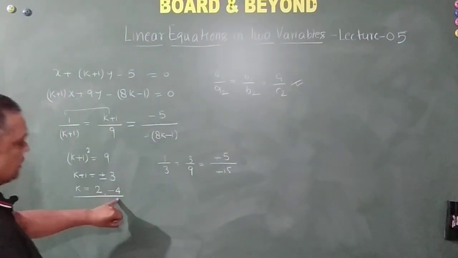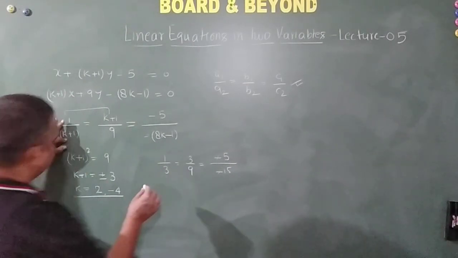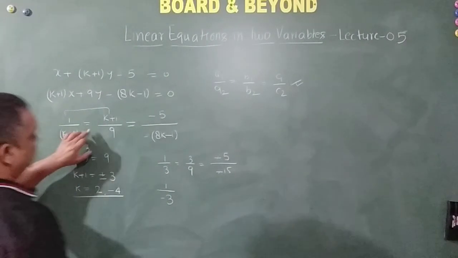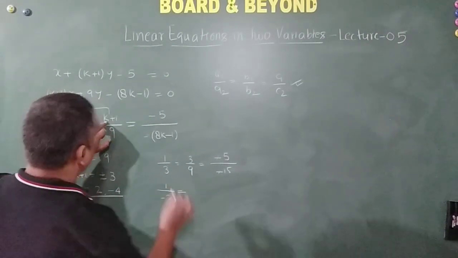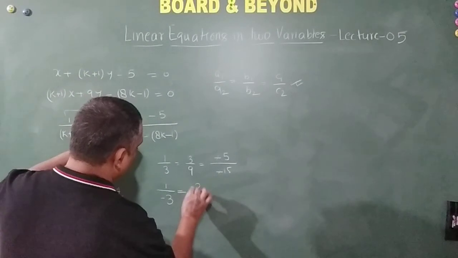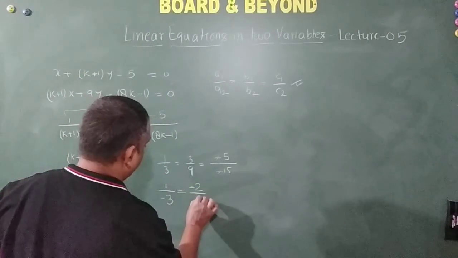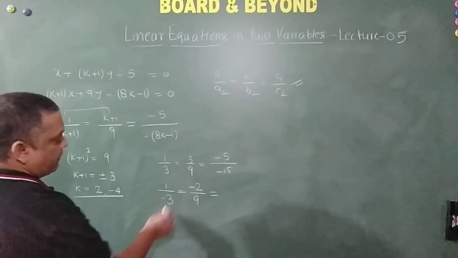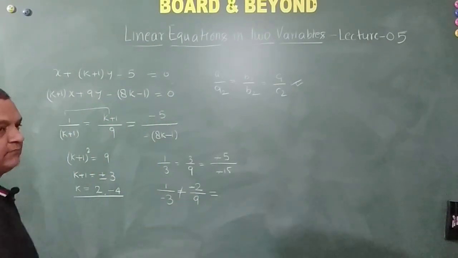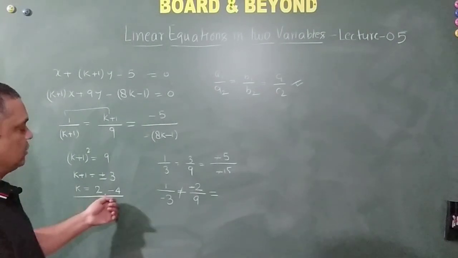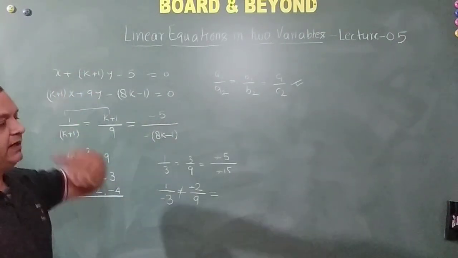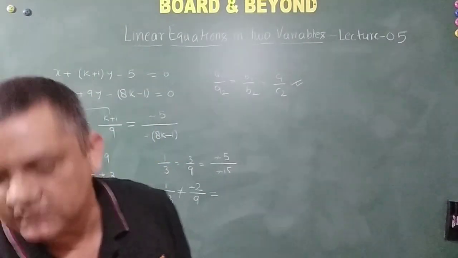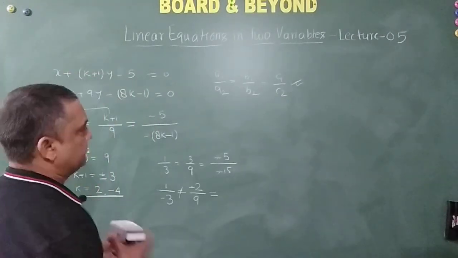Now, let us take k is equal to minus 4. What happens? This becomes 1 by minus 3. You are right? This is equal to minus 3 plus 1, that is equal to minus 2. Divide by 9. And we do not need to move forward because this is not happening. Right? So the value of k is equal to 2, for which this system of linear equations will have infinitely many solutions. Right? Okay. So this is how you need to approach.